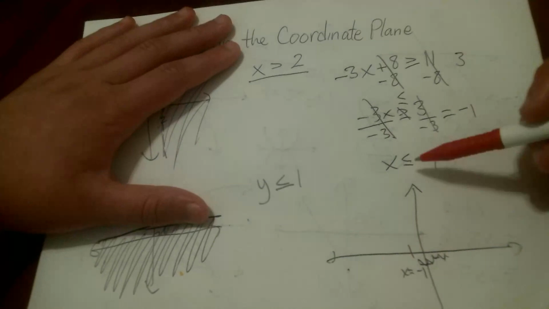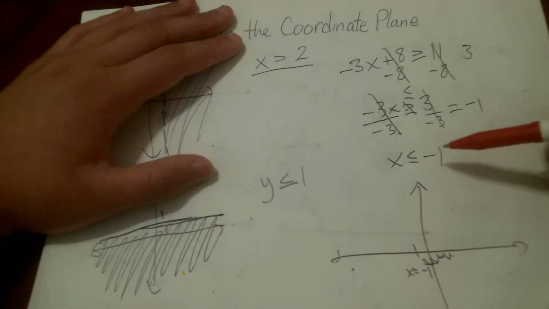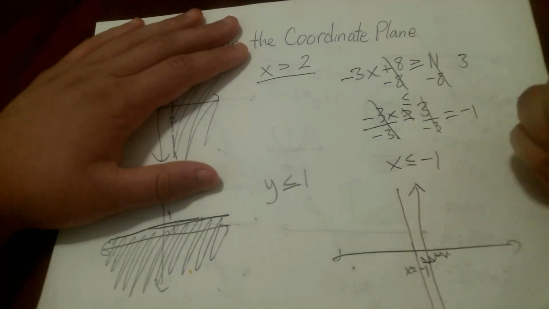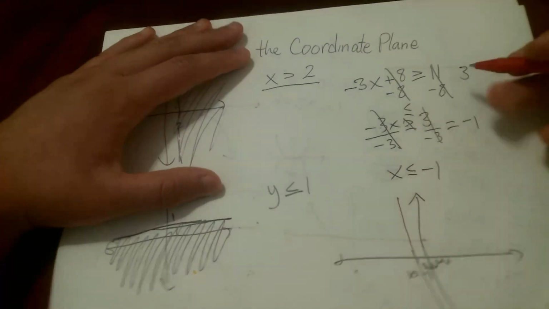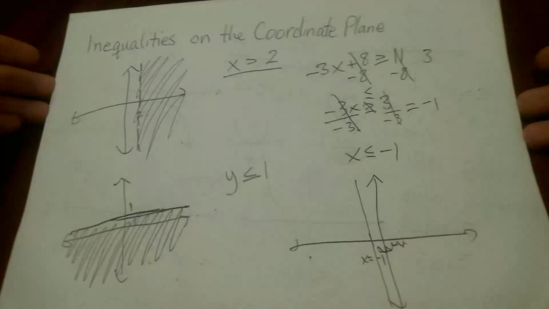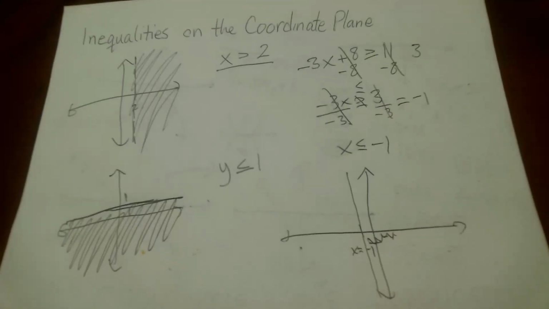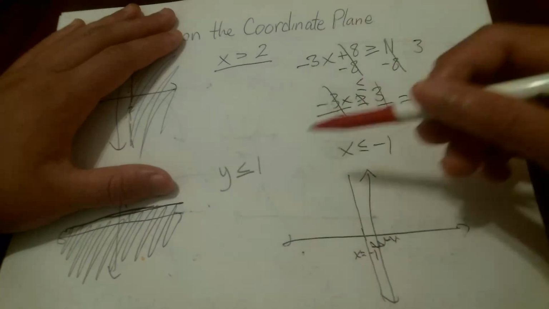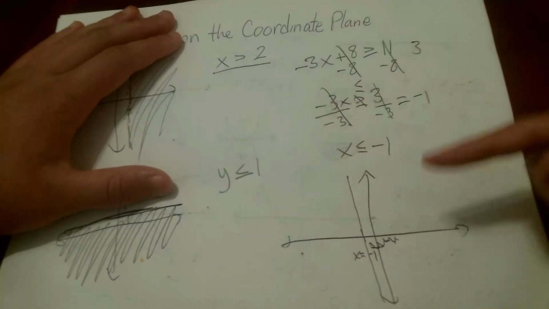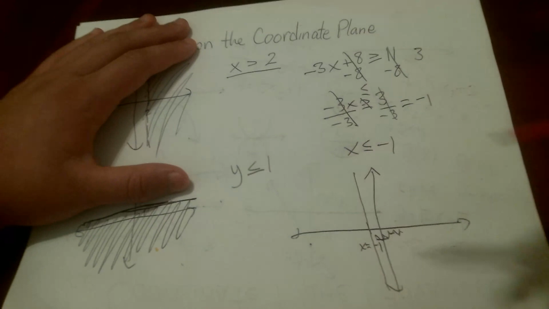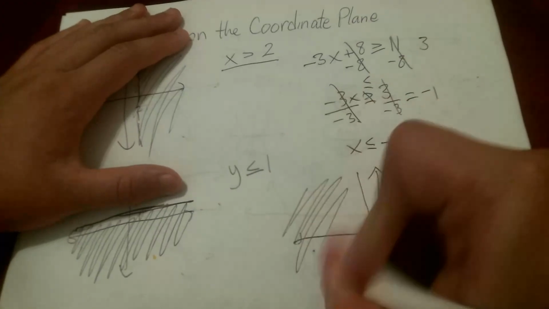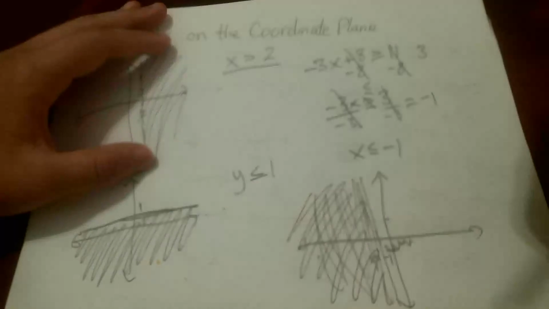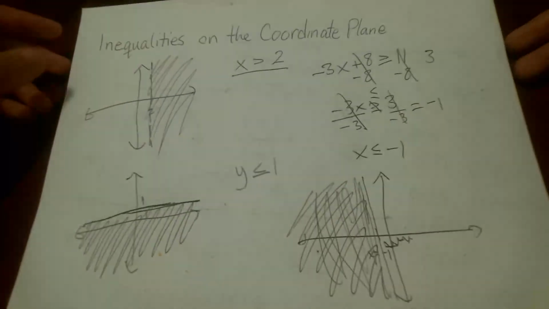Since this is a less than or equal to, we would make it a solid filled-in line, not dashed. And since this is asking for all the values of x less than or equal to negative 1, we would fill in all the area to the left of that line. So that would be all the values here, just like this. And let's try some problems regarding this.